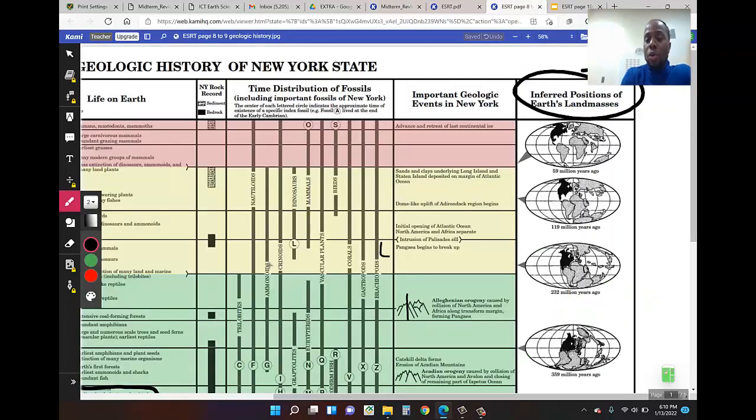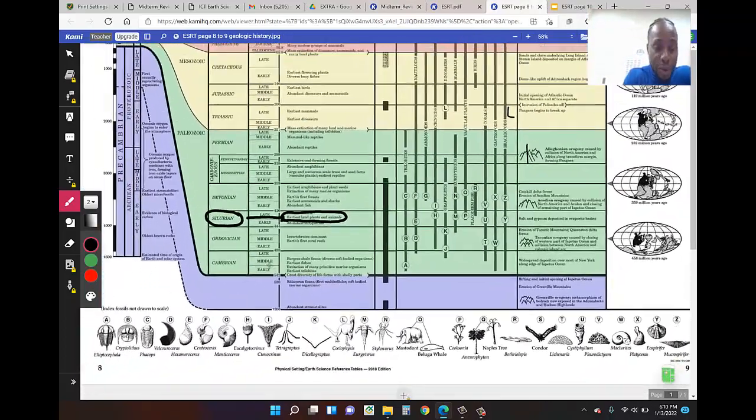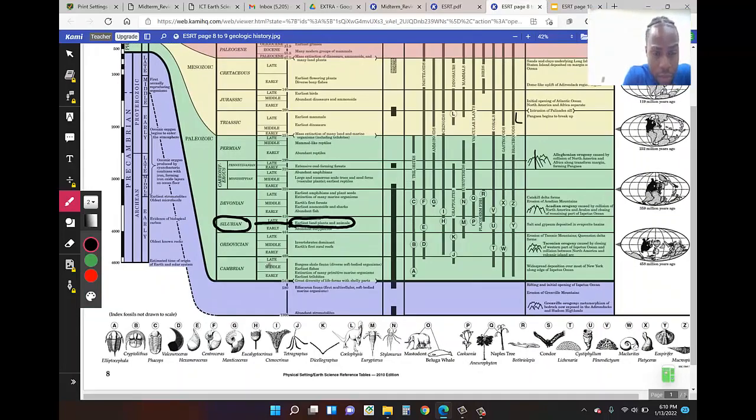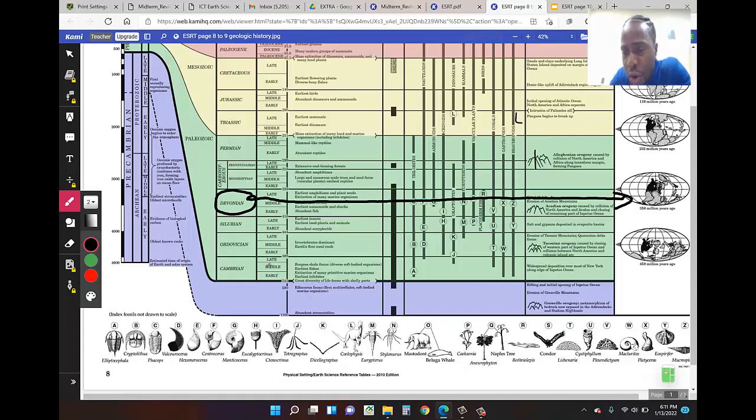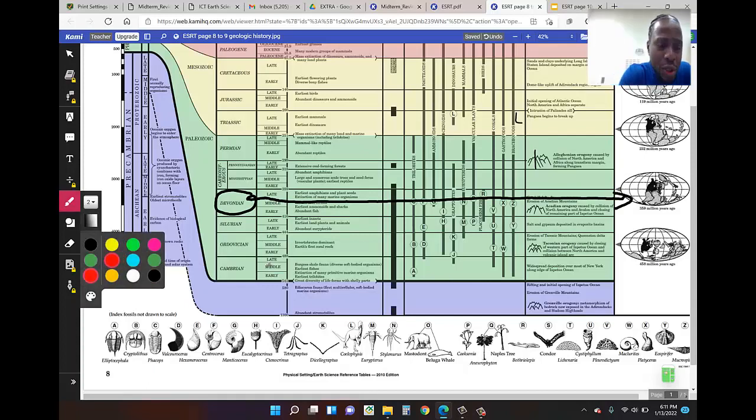So I'm going to scroll all the way down to the Devonian period. Devonian period right here. I think I should take all these out first. So Devonian period is right here. And I'm going to go all the way to look at the position of New York. So if you see, New York here is somewhere around the equator. So if the equator is here, you can see that New York is right there.